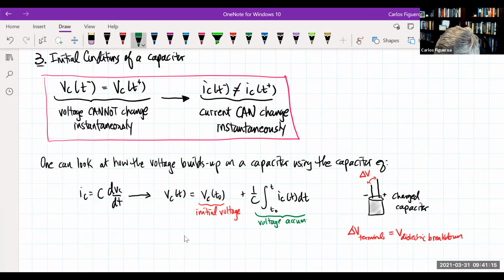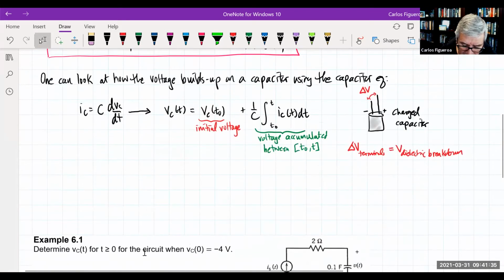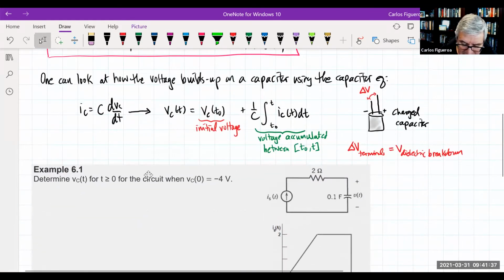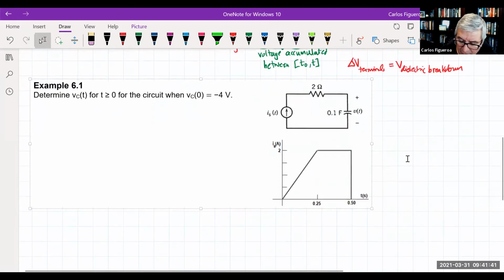So this would be the voltage accumulated between our interval. And in this case, the way I've defined the interval is between those two points right there. So this is what we want to do. We want to look at something like this here. And what you're seeing here is that I have this example right here, and I want to apply that equation to this example.